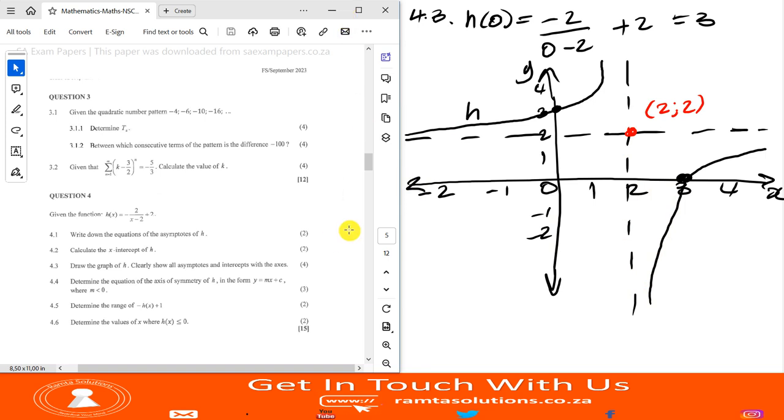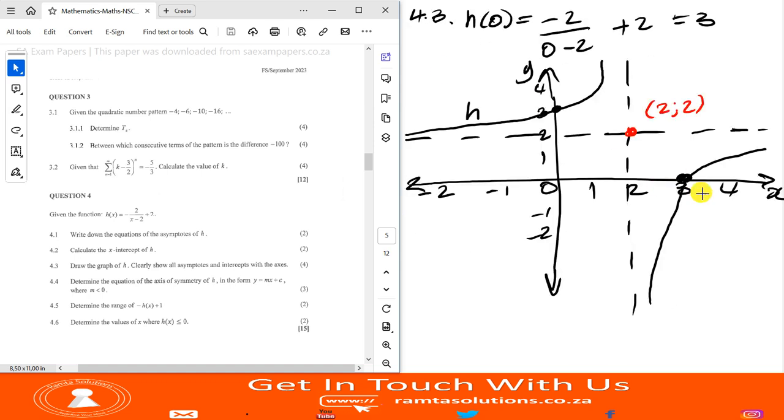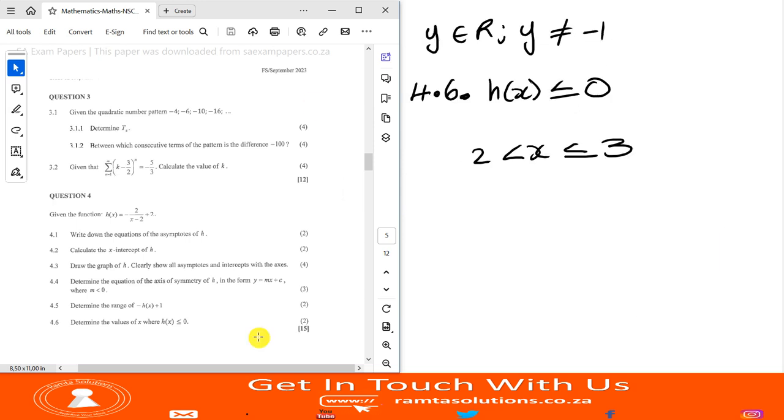We must say x must be greater than 2, but less than or equal to 3. Okay? Because at x equals 3, our curve is 0, or our function at x equals 3 is 0. Perfect. So we are done. So this is question 4 for us.